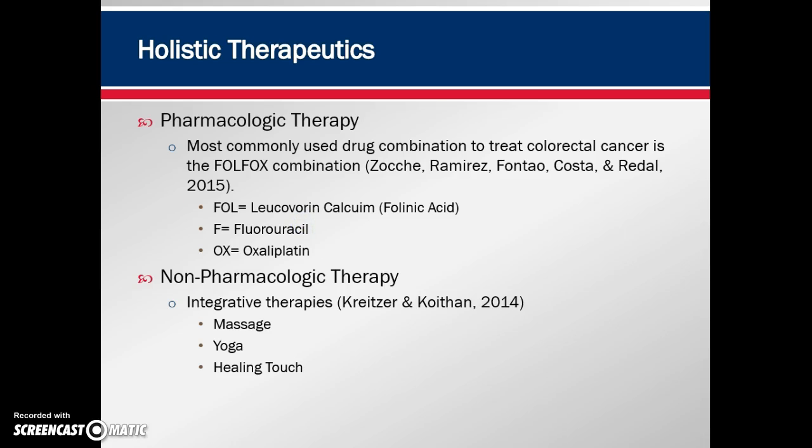Pharmacologic therapy. The most commonly used drug combination to treat colorectal cancer is the FOLFOX combination. FOL, F-O-L, comes from the leucovorin calcium, which is also known as folinic acid. F is the fluorouracil, we call it 5-FU, and then the OX is the oxaliplatin. Together, it forms FOLFOX, in short, the name of the regimen.